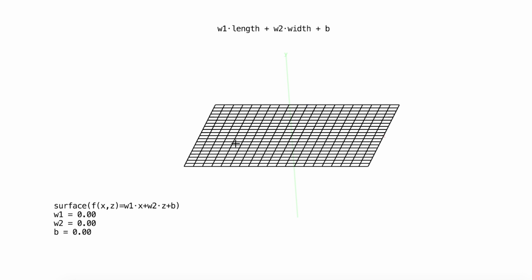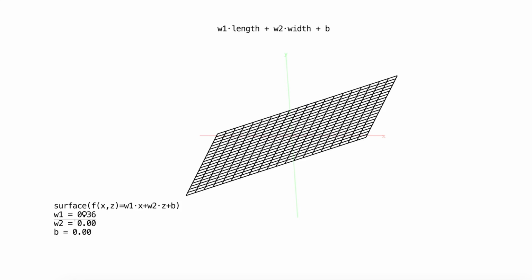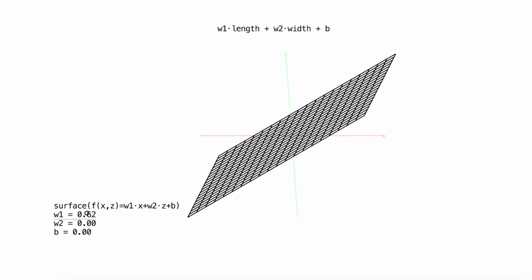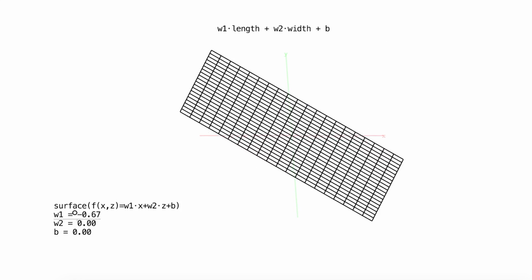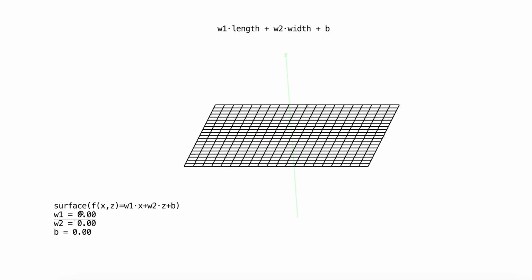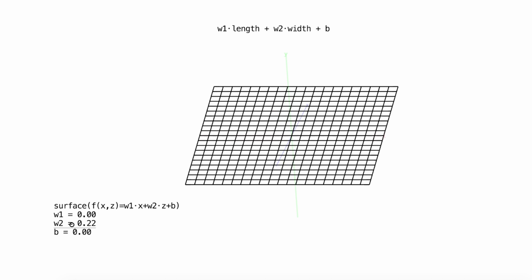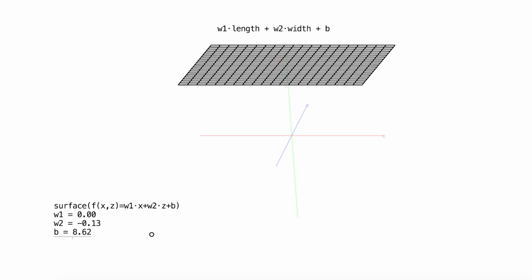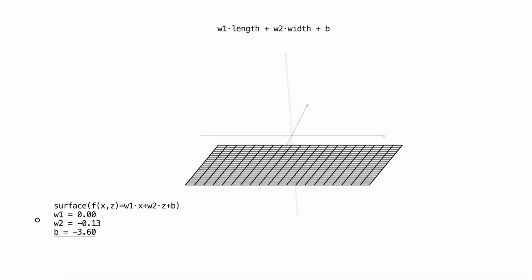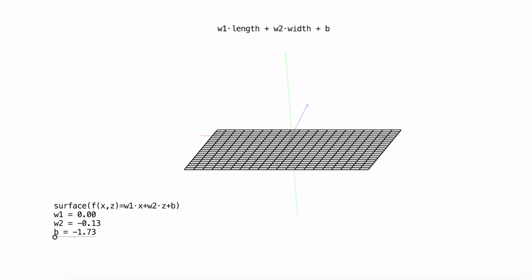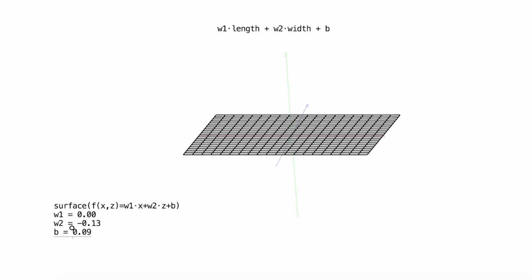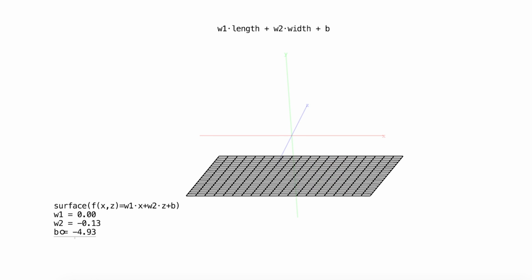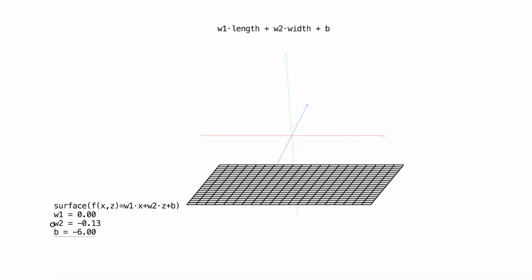And so just for fun, I took the sigmoid off of our network, and you can see that W1 affects the slope of the plane in the x-axis, and W2 affects the slope of the plane in the z-axis, and then the bias shifts the plane up and down. So that's what our parameters are doing, but when you wrap this weighted sum in a sigmoid, you get that surface that we saw earlier.